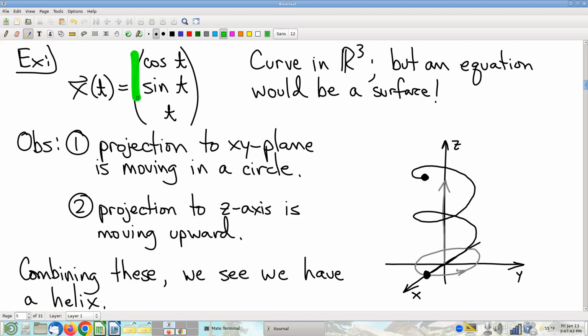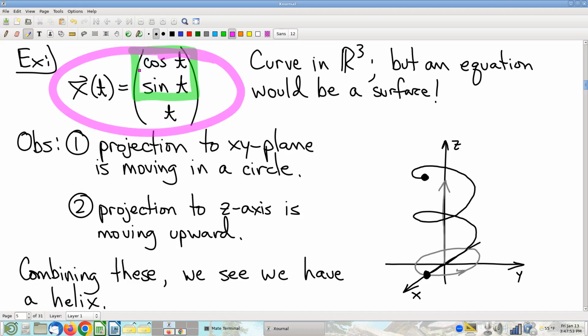Look at this right here. Cosine and sine. That looks just like the first example we saw. I feel like that looks like a circle. Now, my parameterization has a third coordinate, so it's not that this is a circle. It's not a circle. But if I throw away the z coordinate, right? Just throwing away the z coordinate.